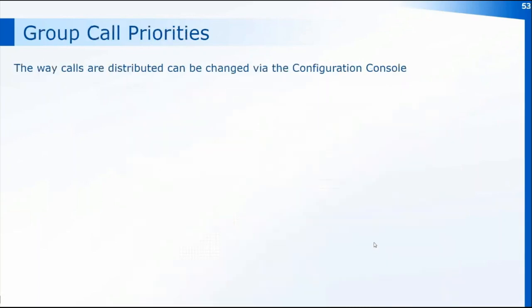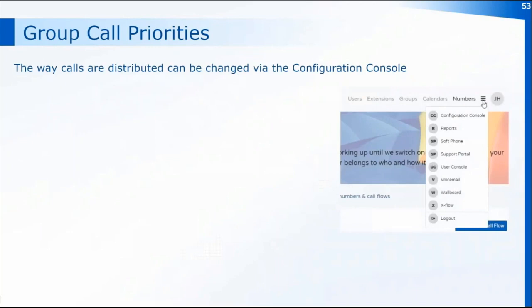Now you can also change the way that the calls are distributed via the configuration console. So as this is an emergency bypass group, I'm going to make sure that the call priorities are set on high, so it pushes then to the front of any queue that those users are currently dealing with.